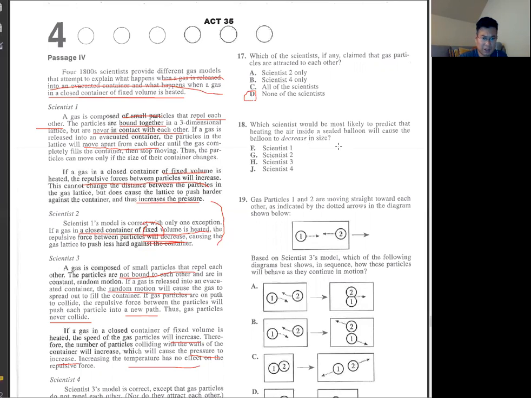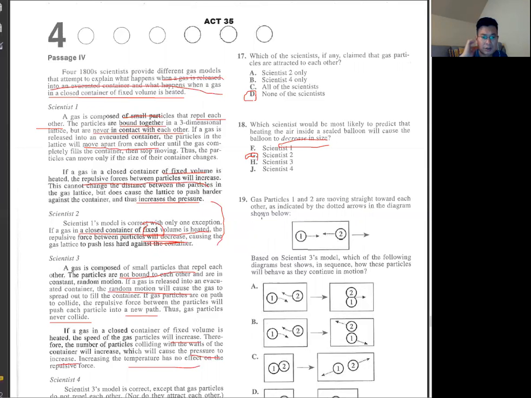Then 18: which scientist would most likely predict that heating the air inside a sealed volume will cause the pressure to decrease? The one we can see is from here, scientist 2 at the end. It says the gas lattice is pushed, so it says particles will decrease, yeah.